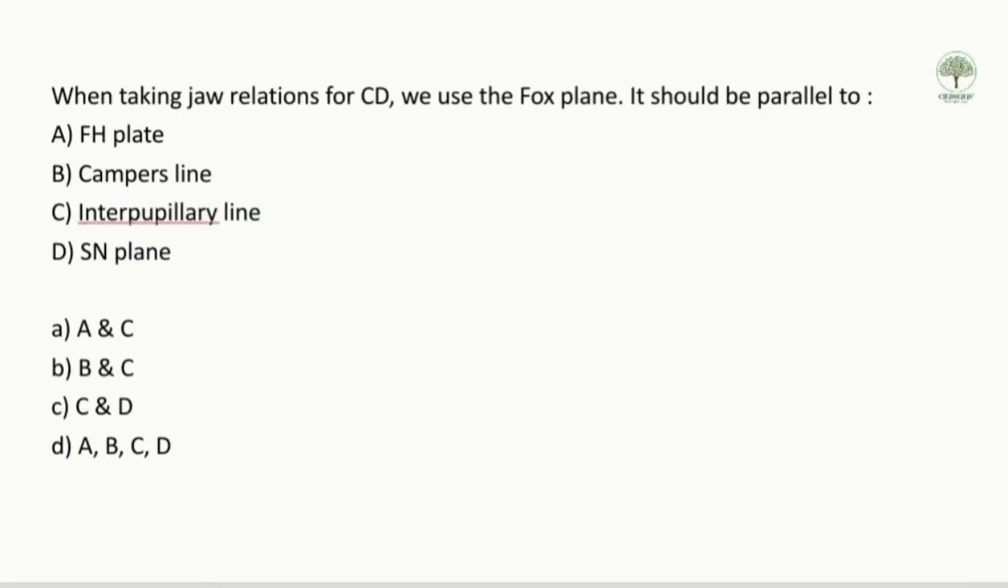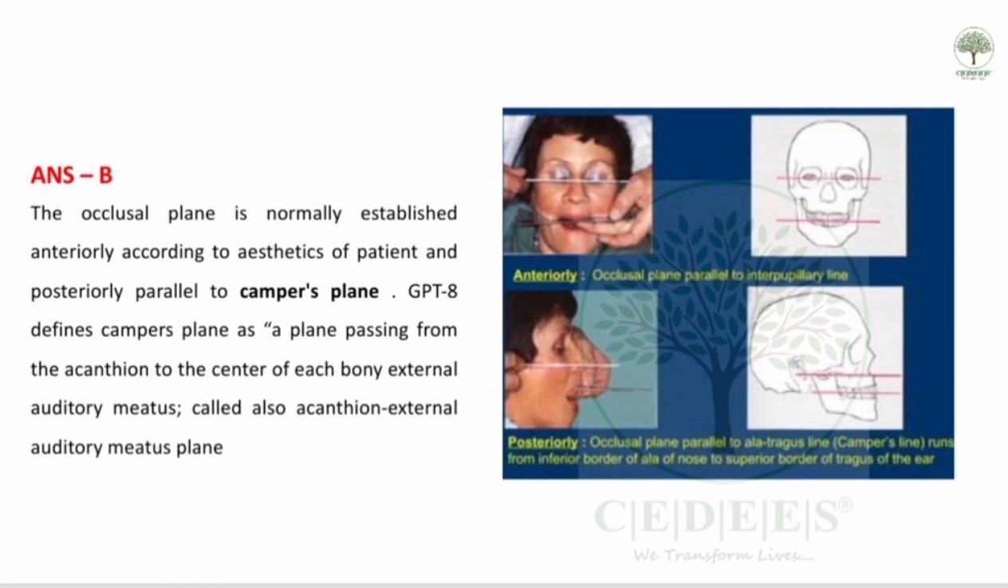Now next question is, when taking jaw relations for complete denture, we use the Fox plane. It should be parallel to the FH plane, Camper's line, interpupillary line, or the SN plane. Now this is a tricky question. We all must have used Fox plane, but it is important that we know which plane is parallel to Fox plane. Let's see. So the answer is B, according to which option B and C is correct, which means your Fox plane is parallel to Camper's line and interpupillary line.